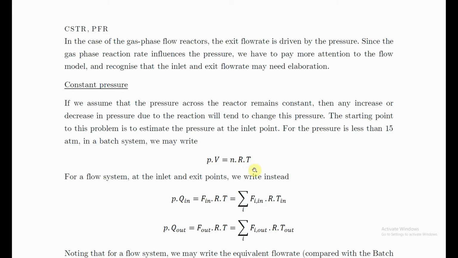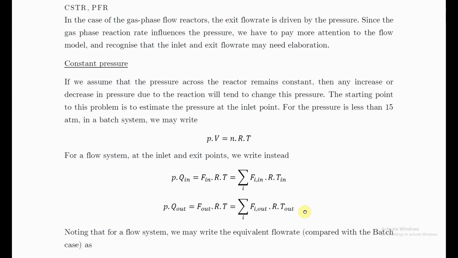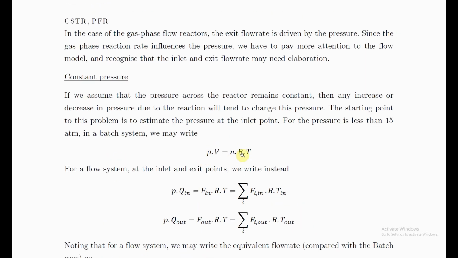The ideal gas law applies as our equation of state. Of course, if it's more than 15 atmospheres, then another equation of state applies, and you can go ahead and use the appropriate equation of state. For simplicity, we'll just use this one, noting that you can always update all the developments which follow for any equation of state. So in the batch system, we would write this, right?